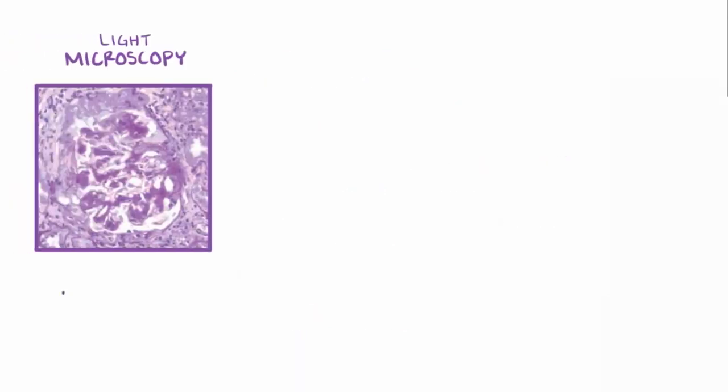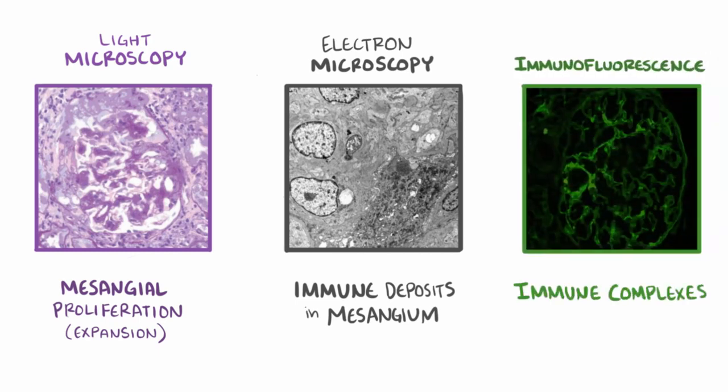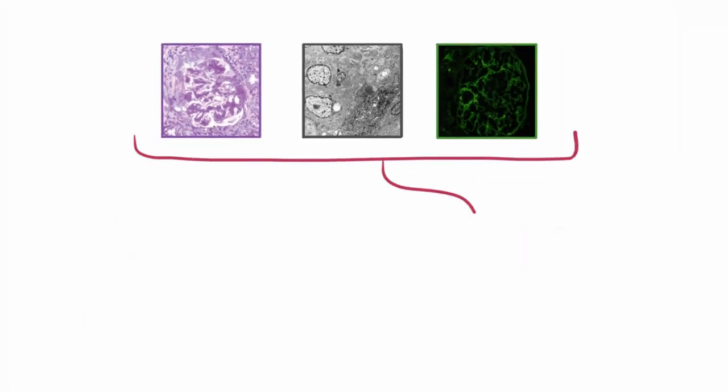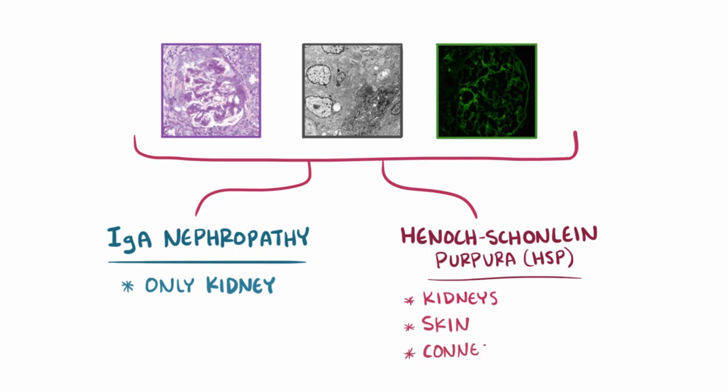On light microscopy, there'll often be mesangial proliferation, or expansion of the mesangium, and upon getting a closer look with electron microscopy, there'll be immune complexes deposited within the mesangium. Those immune complexes can also be visualized on immunofluorescence, although one important finding that can help differentiate from other immune complex mediated nephropathies is that these complexes involve IgA. These findings, though, can also be found in another IgA mediated disease called Henoch-Schönlein purpura, or HSP. Except that in IgA nephropathy, only the kidney is involved, whereas in HSP, the kidneys can be affected, as well as the skin, connective tissue, scrotum, joints, and GI tract.